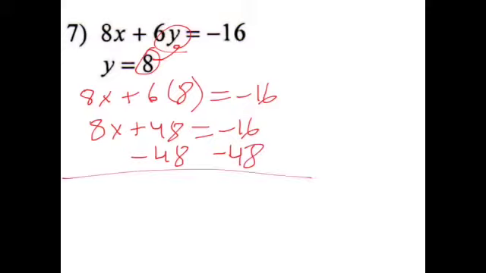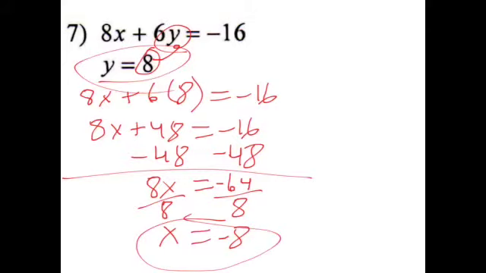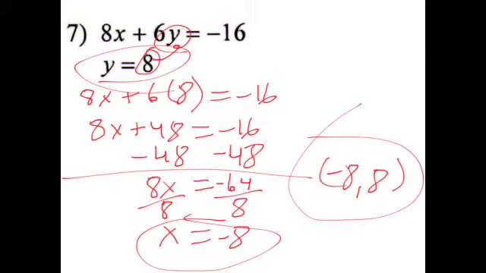And on this right side, we'll get negative 64. And on the left side, we should have 8x. Divide both sides by what's in front of x to get x by itself. You get x equals negative 8. So we got x, we got y. That gives us the point negative 8 for our solution. And there we go.